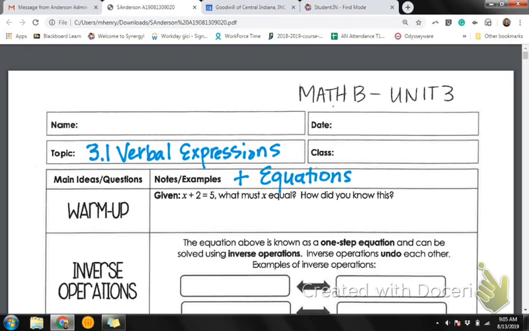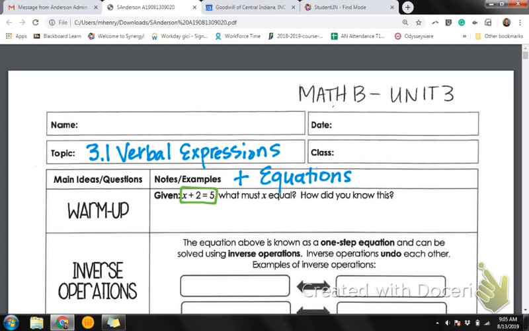Okay? So if we look at this warm-up here, it says, given x plus 2 equals 5, what must x equal? So if you're looking at this problem here, x plus 2 equals 5, what does that x number have to be? David? I thought it would be the 5, but... What number plus 2 equals 5? 3. Okay, so we know that, right? We can just think about what number plus 2 equals 5. However, we have to understand the process of how we would get 3 to be able to move forward in these types of problems, okay?